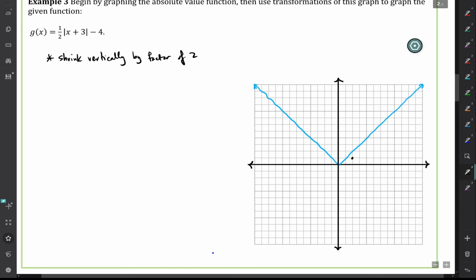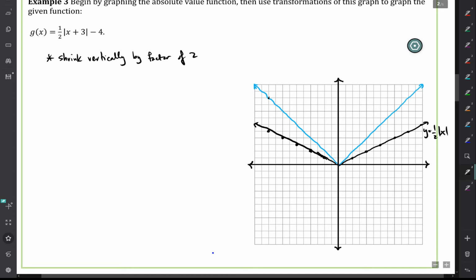So whereas the blue graph goes through 2, 2, now it's going to go through 2, 1. Right? So I'm shrinking the y value by a factor of 2, or multiplying it by a half. So the black graph would look something like this. Okay, so each one of these black dots is 1/2 of the corresponding blue point there. So this should be y equals 1/2 the absolute value of x.